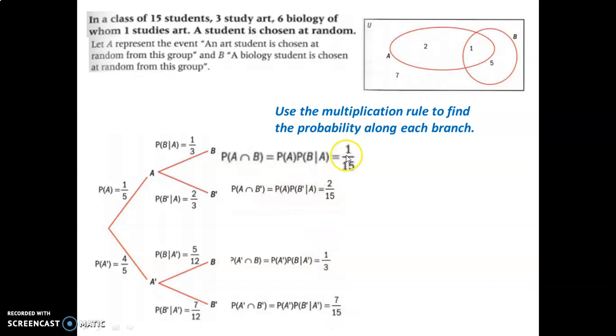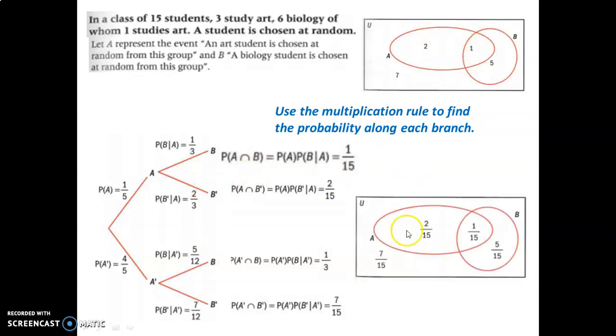The key thing now that we have these numbers is to really compare them to the Venn diagram and notice that the tree diagram and the Venn diagram are just 2 different representations showing the same thing. So let's check. So this 1/15, the intersection of A and B, right there it is, there's the intersection. And then this one here, the intersection of A and not biology. So here's A, but not biology is there, and we have 2 out of 15.